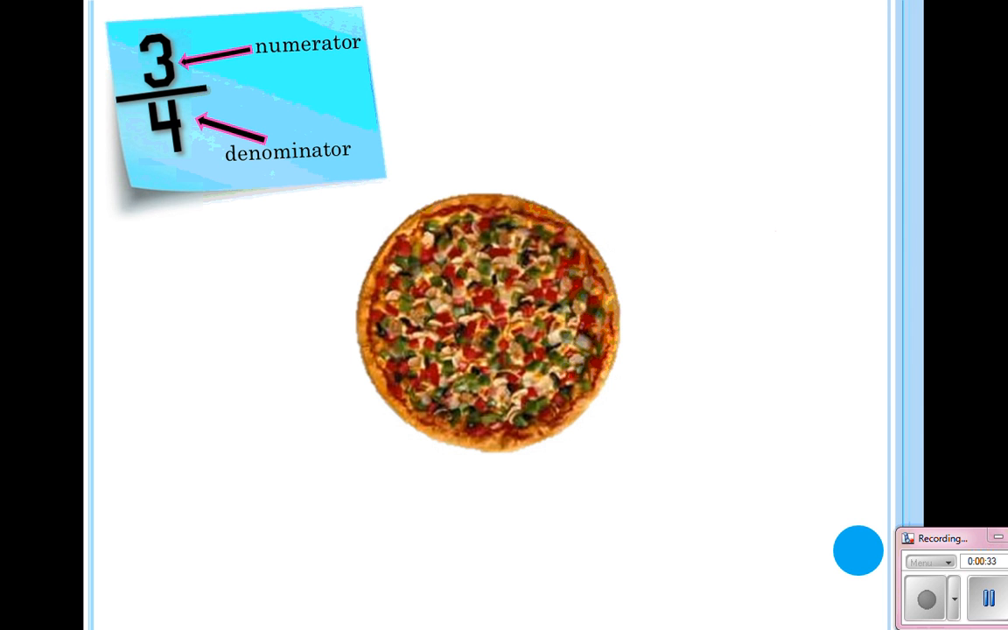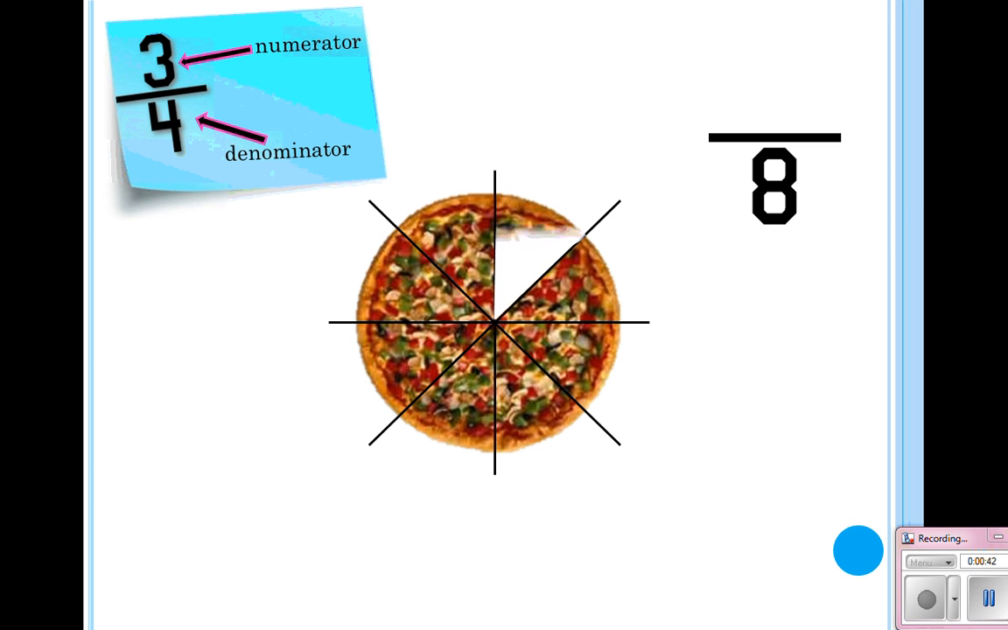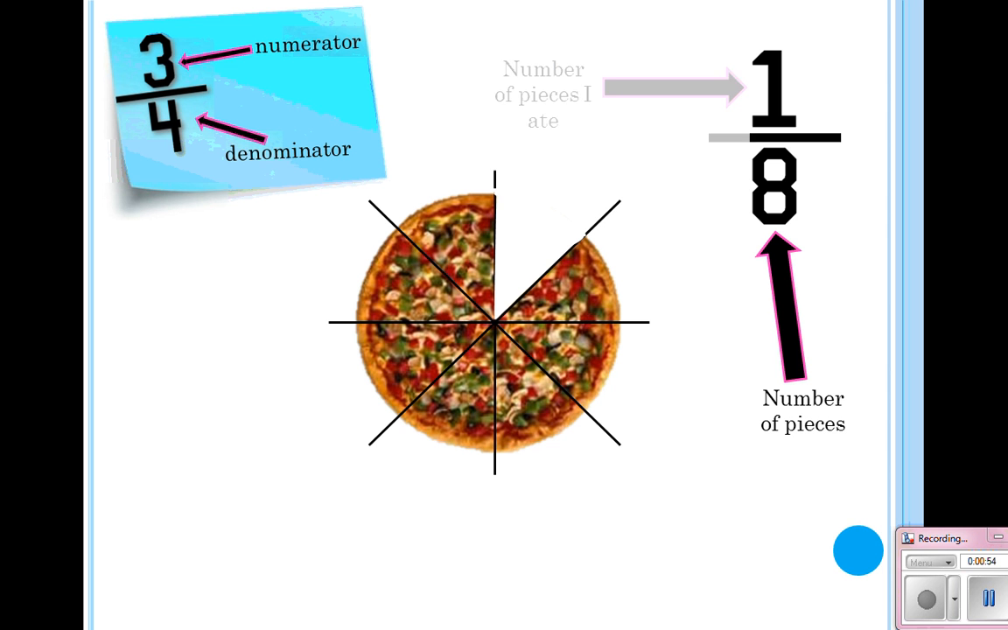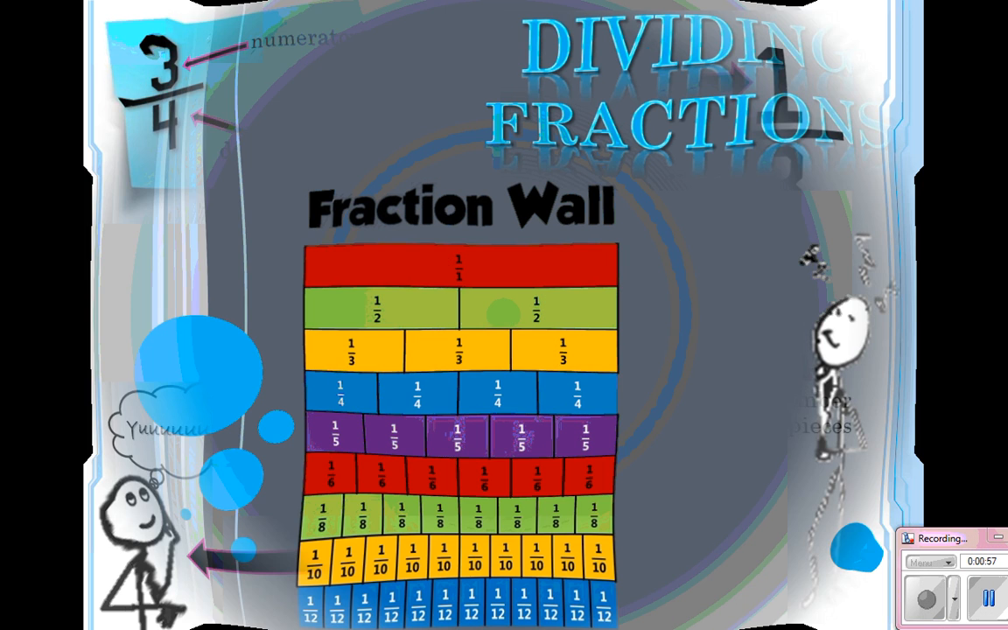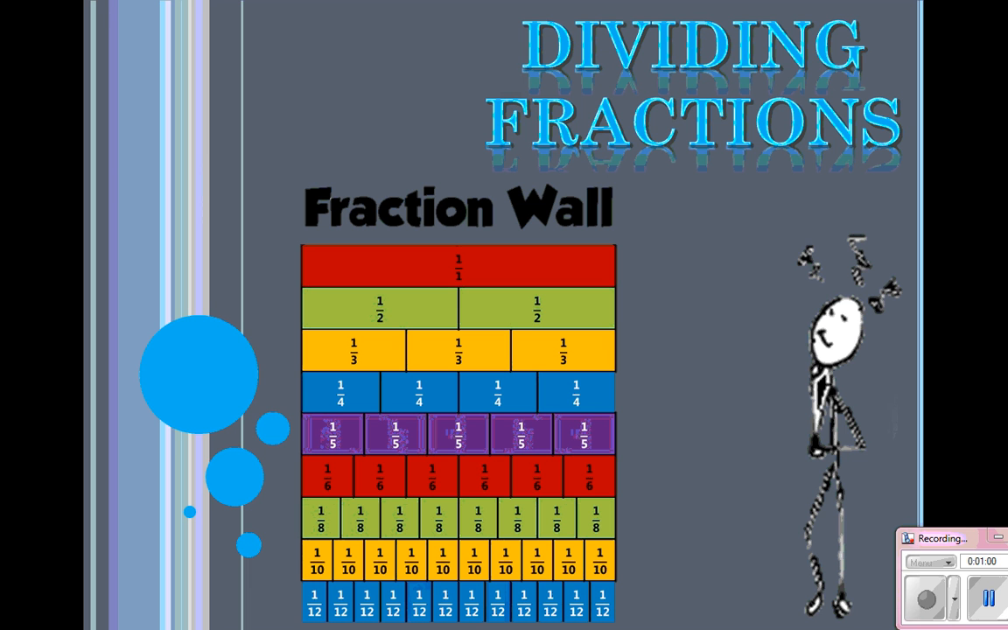Let's use this pizza as an example. The pizza has been cut into 8 equal pieces. Say I ate one piece of the pizza. The denominator is 8 because that is the number of pieces of pizza I could choose from. The numerator is only 1 since I only had one piece. So this is the number of pieces and this is the number of pieces I ate. In all, I ate one piece of pizza out of 8 possible pieces, or I ate 1/8 of the pizza.